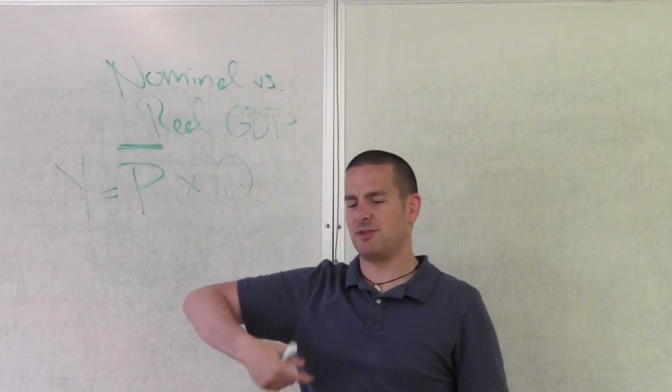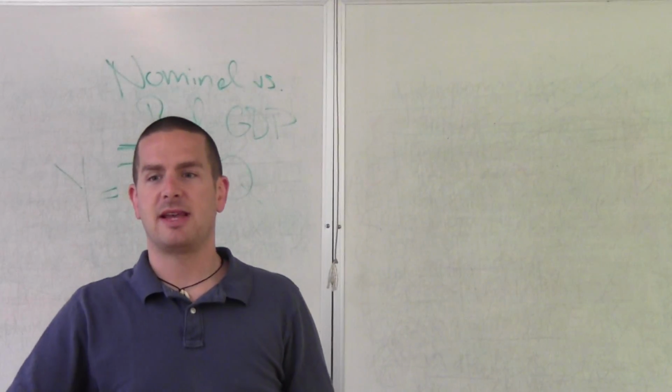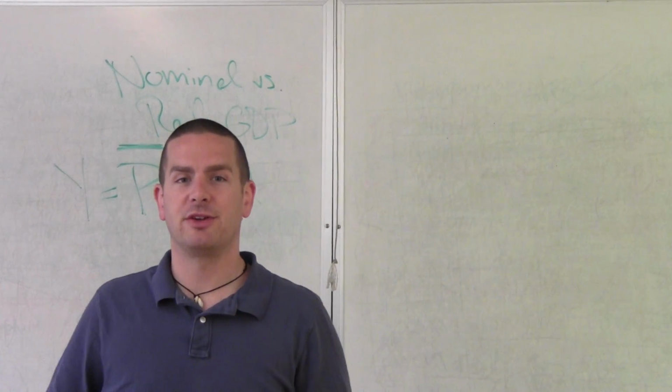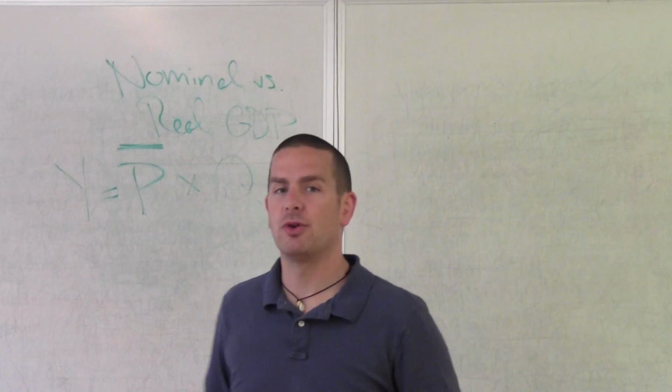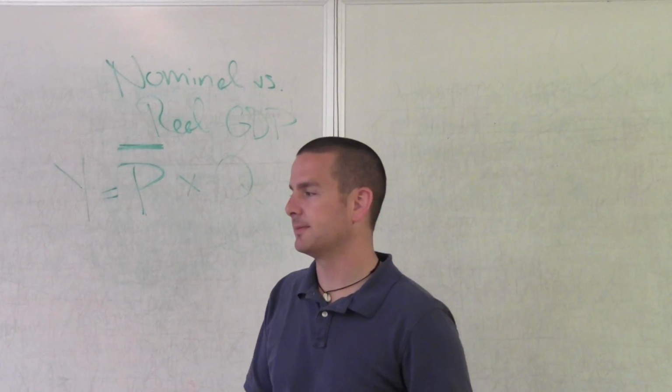Nominal simply gives you a dollar amount. Real GDP tells you if you're making more stuff. How does it tell you if you're making more stuff? It holds the price level constant.